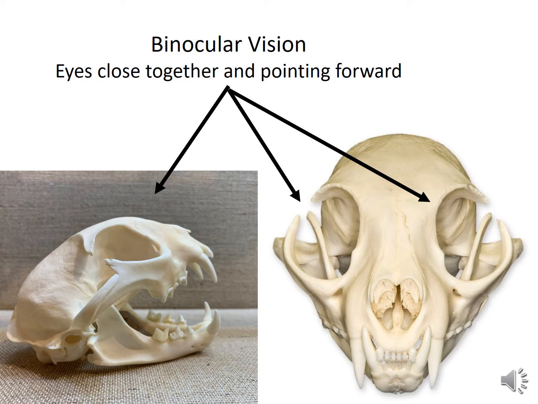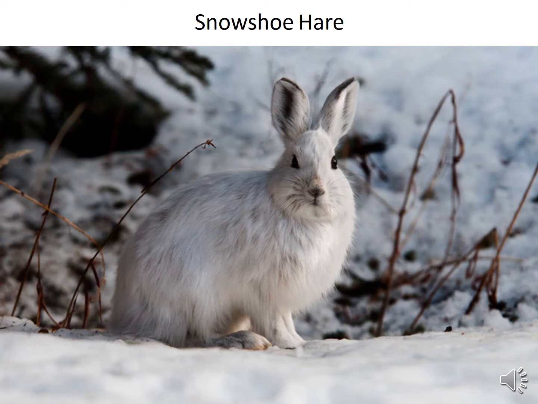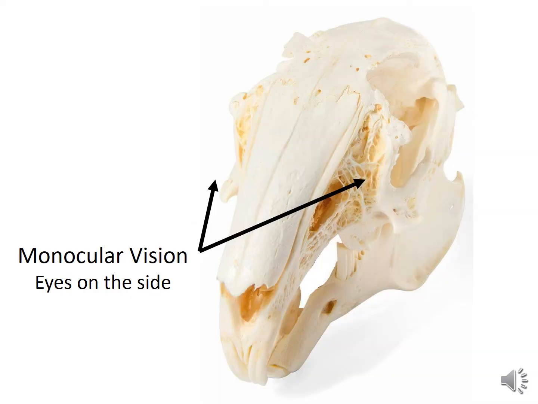Generally, omnivores have eyes on the front of their heads like carnivores in order to best catch their prey. The snowshoe hare is hunted by many different animals. It is a prey animal, an herbivore. Herbivores' eyes face to the side, giving them monocular vision. An object is seen with only one eye at a time.